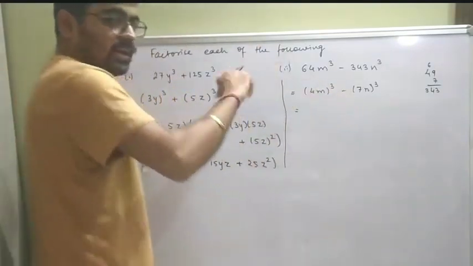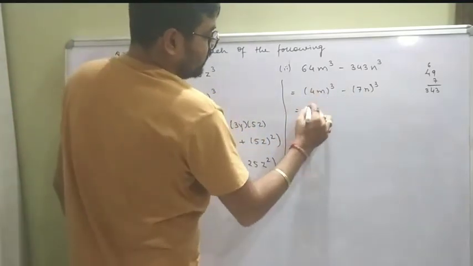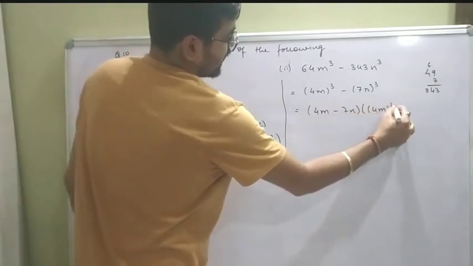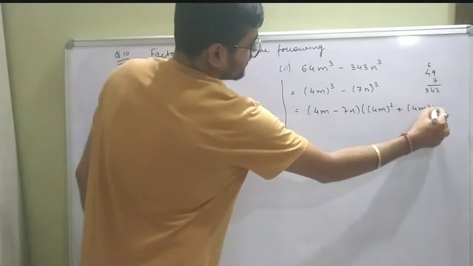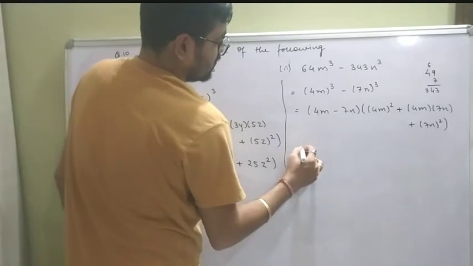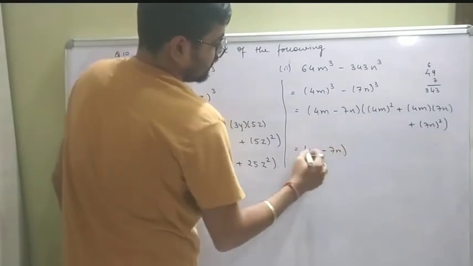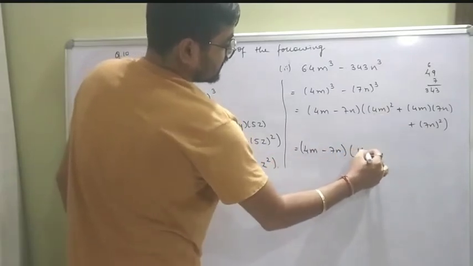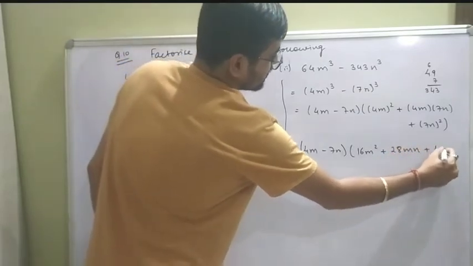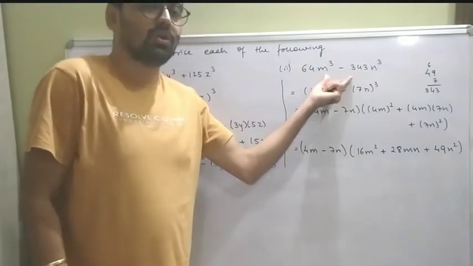Now the same identity which we generated from question number 9, that x cube minus y cube is x minus y into x square plus x into y plus y square. So this will also be 4m minus 7n, correct. 4 square is 16m square plus 4 sevens are 28mn plus 7 square is 49n square. These are the factors of this particular question.